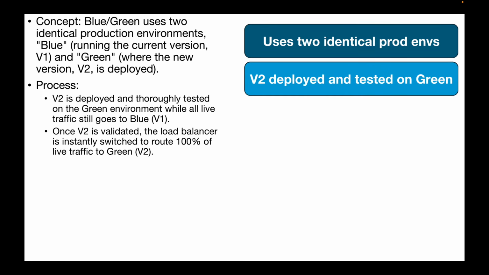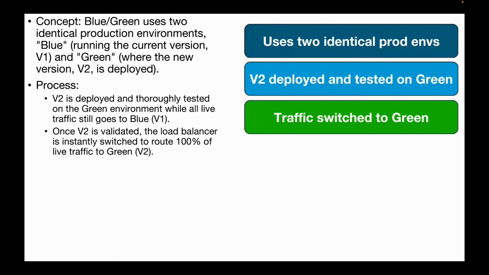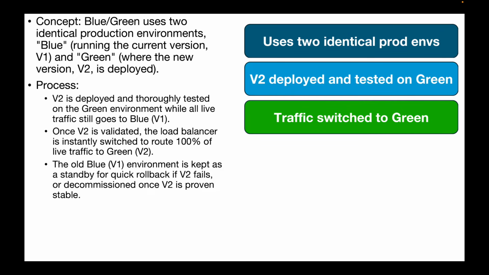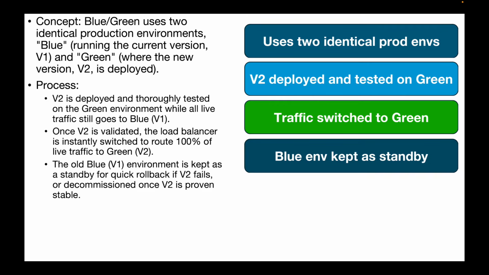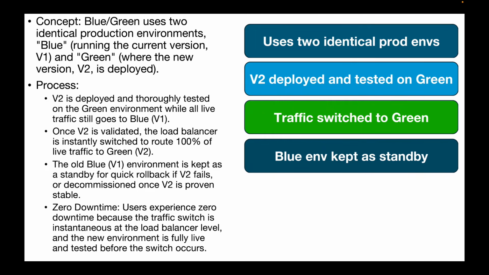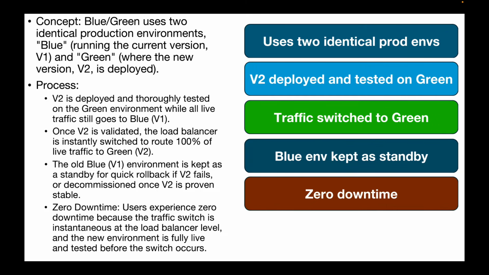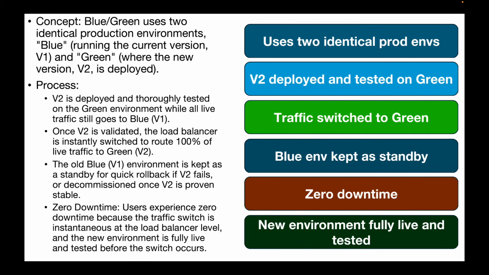Once your v2 is validated, the load balancer is instantly switched to route all the traffic to your green environment. The old environment is kept as a standby for quick rollback in case your v2 fails, or decommissioned once v2 is proven stable. So with this, users will experience zero downtime because all the traffic is switched instantaneously at the load balancer level, and the new environment is fully live and tested before the switch occurs.